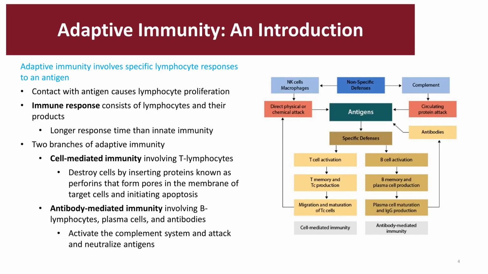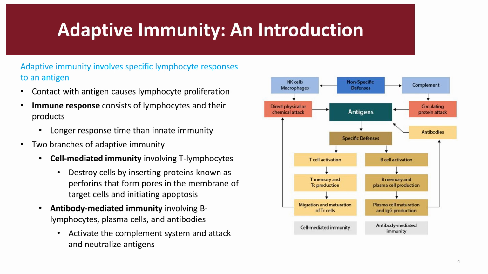So, an overview of the adaptive immune system. Let's start with adaptive immunity. Adaptive immunity involves specific lymphocyte responses to a particular antigen. An immune response is defined as when the immune system comes in contact with an antigen, there's going to be lymphocyte proliferation. White blood cells begin to get active. This immune response consists of lymphocytes and their products.